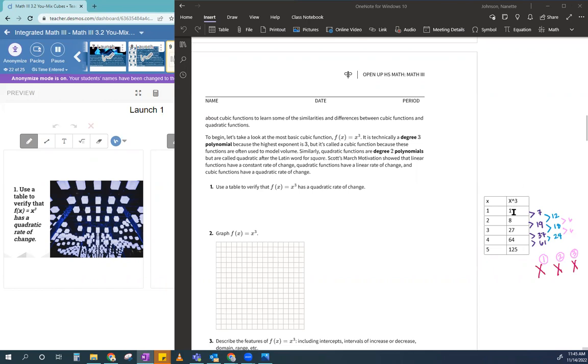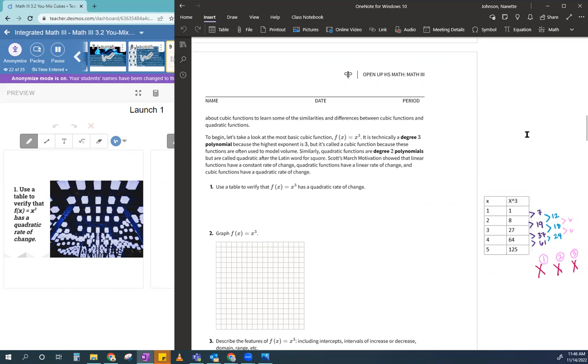Pretend that you didn't know this function, like you didn't know it was x cubed here. How else would you know that it was a cubic besides the x cubed up here? Pretend that that doesn't exist.